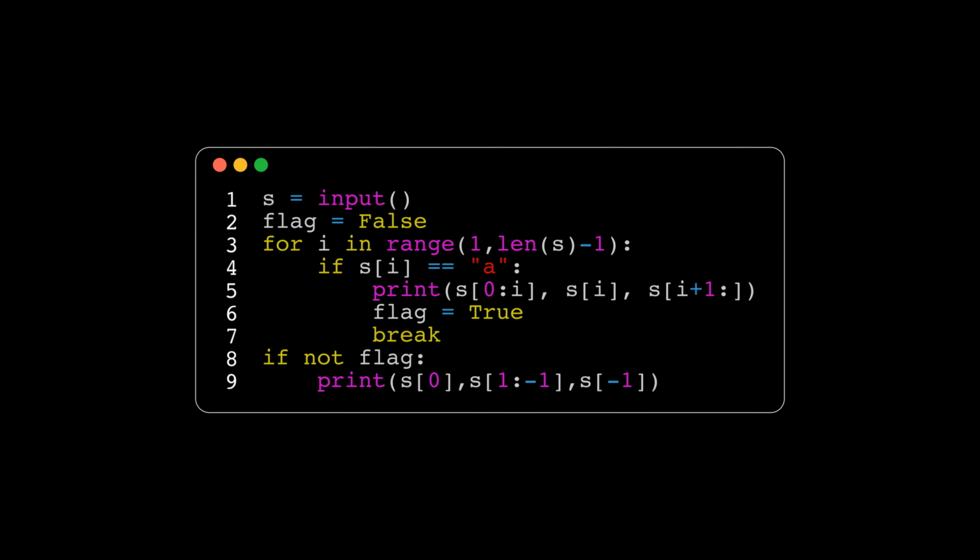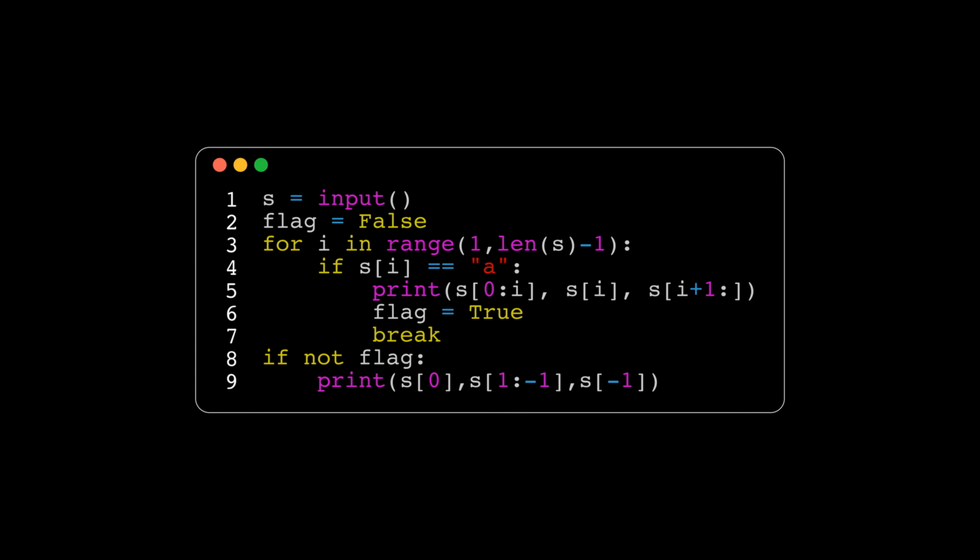Now we check, is the position A? If the position is A, then we can use Python string slicing and print out the first section, the A, and the last section. And we set flag as true to indicate that we have found a solution, and we exit the loop. And we keep on doing this for all the middle terms.